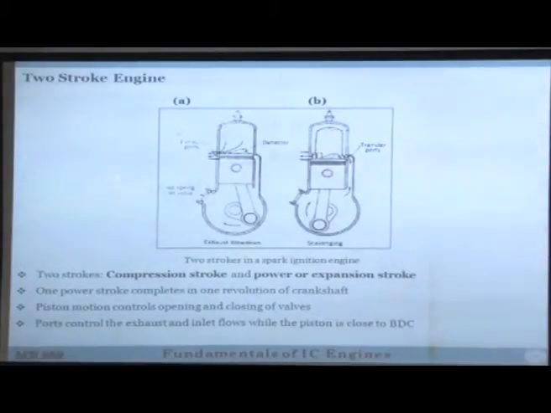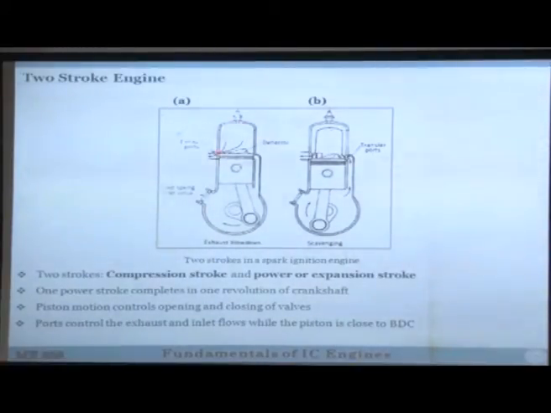So here you have a carbureted system. The air flows through the carburetor and generates the fuel-air mixture, which comes in here, and this is something called the transfer port. Okay? So in the exhaust blowdown phase, the piston moves down.